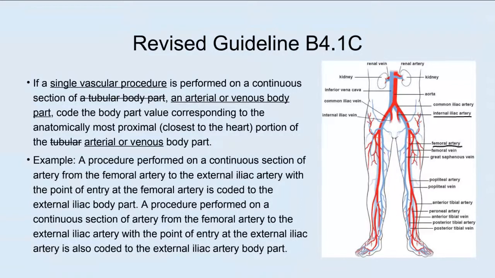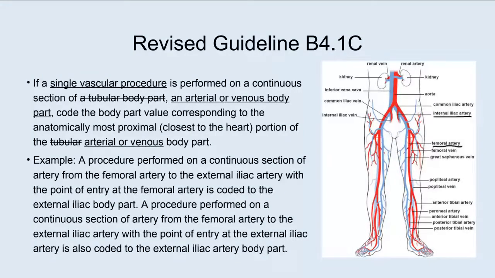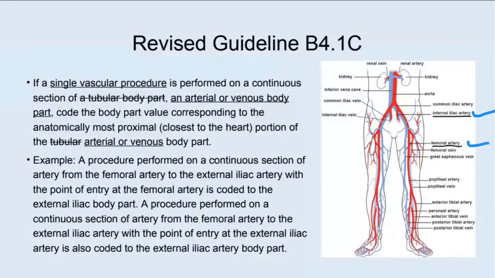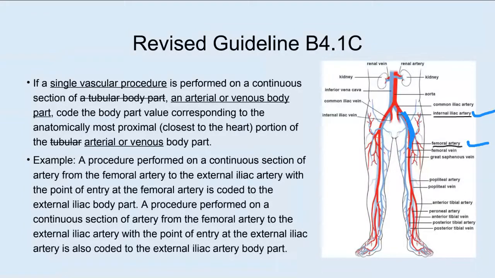So here's an example. A procedure performed on a continuous section of artery from the femoral artery, which is here, to the external iliac artery, so from here up to here. The point of entry is the femoral artery, but the part closest to the heart is the external iliac body part. Now, if it's the other way around, if it goes into the iliac artery to the femoral artery, so back down the other way, you still do the external iliac artery because, again, that's still closest to the heart. So this has just made it more specific that it's not just any tubular body part, it's arteries or veins body parts.